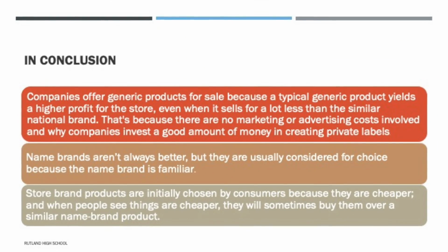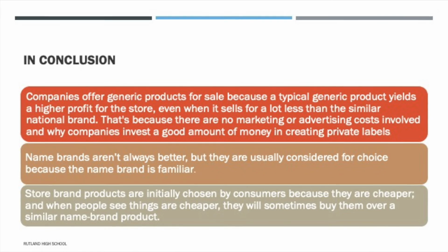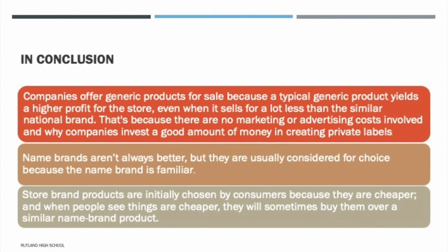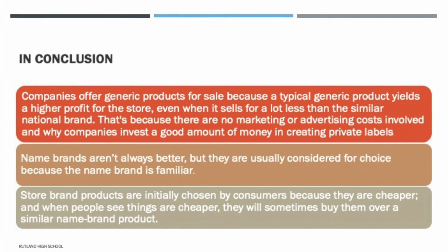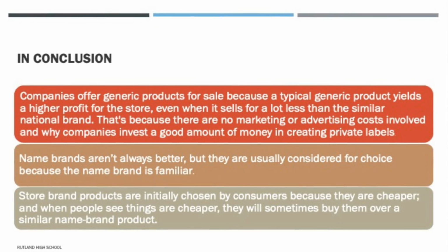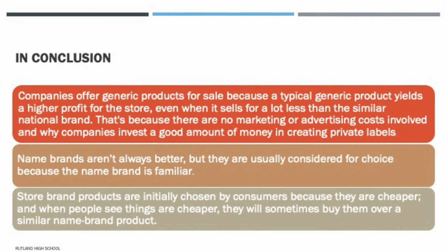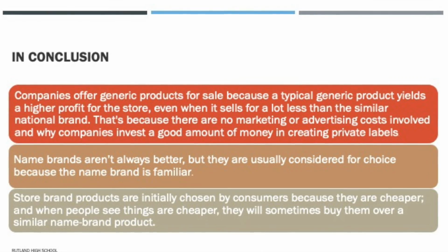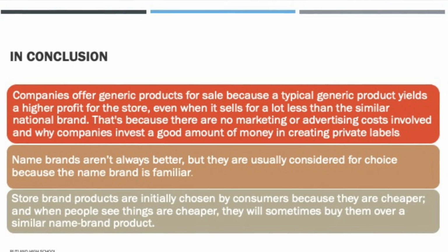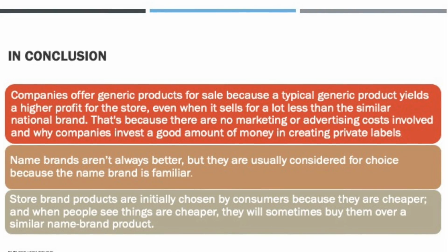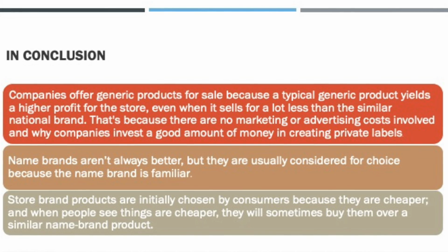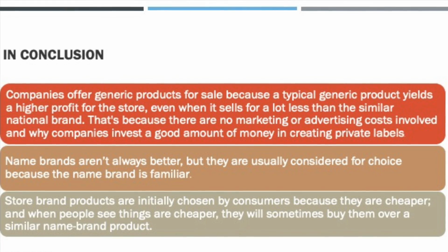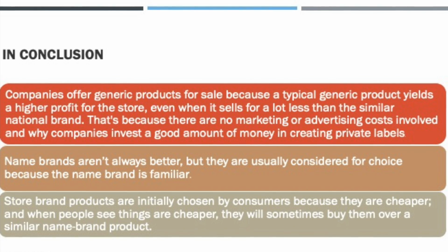Companies offer generic products for sale because a typical generic product yields a higher profit for the store, even when it sells for a lot less than a similar national brand. That's because there are no marketing or advertising costs involved, while the companies invest a good amount of money in creating private labels. Name brands aren't always better, but they are usually considered for choice because the name brand is familiar. Store brand products are initially chosen by consumers because they are cheaper, and when people see things are cheaper, they will sometimes buy them over the similar name brand product.